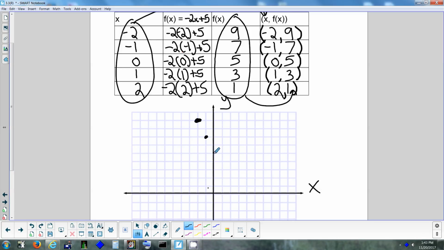All right. 0, 5. Right in the middle, up 5. 1, 3. Am I on the right or am I on the left? Right. I'm on the right, then up 3, then 2, 1. And like we talked about, there's our straight line.